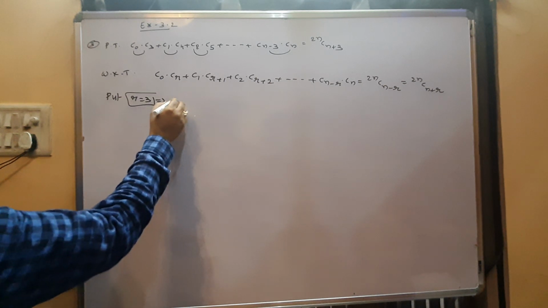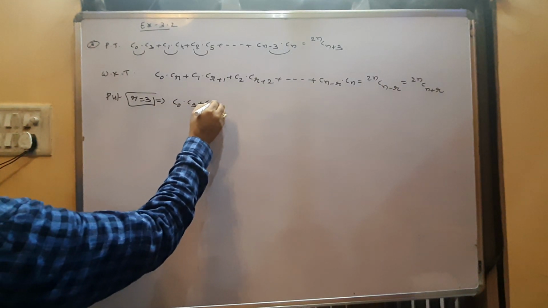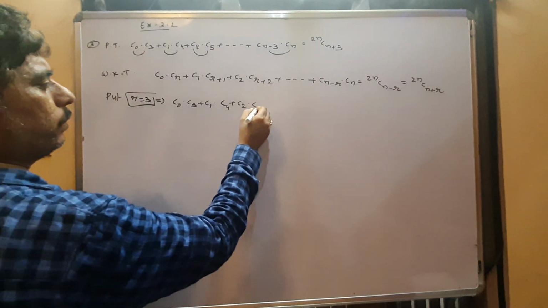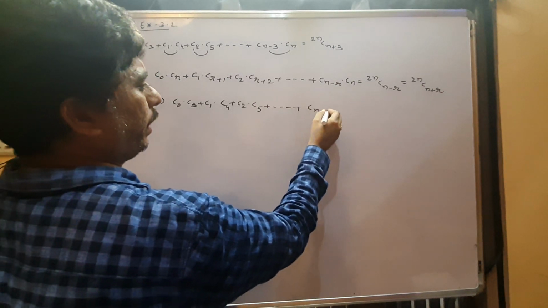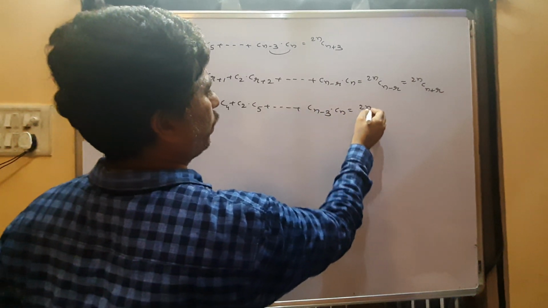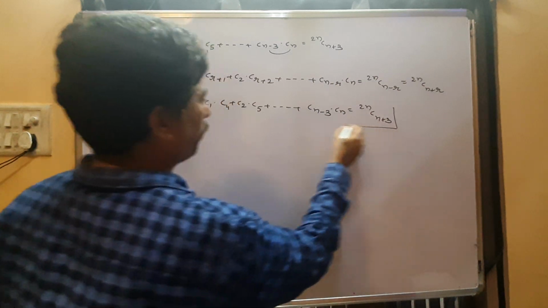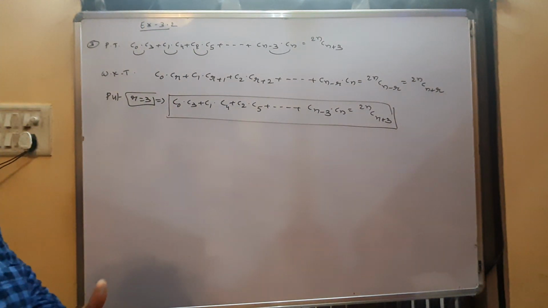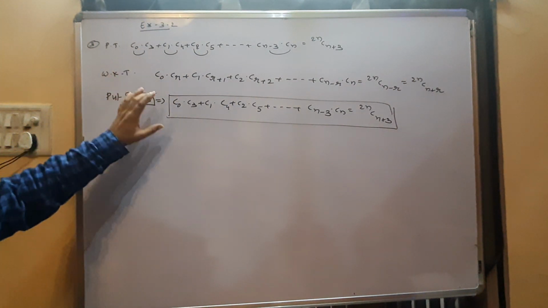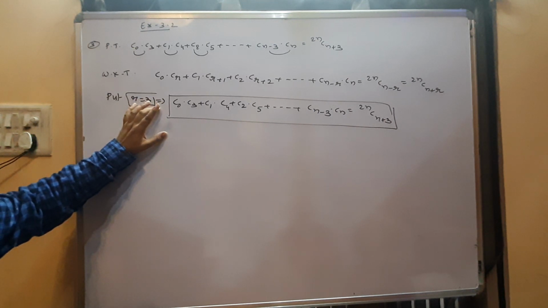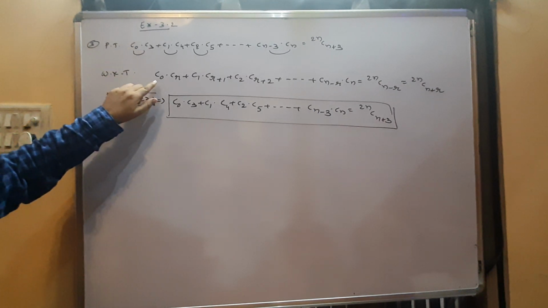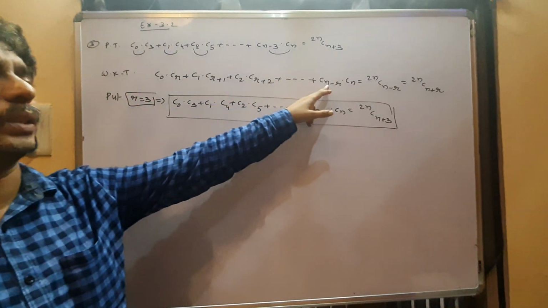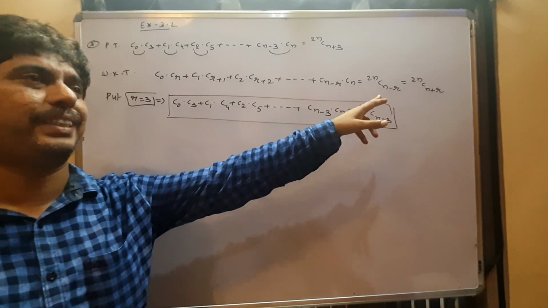We get C0 into C3 plus C1 into C3 plus 1, which means C4, C2 into 3 plus 2, which means 5, plus and so on, Cn minus 3 into Cn equal to 2nC n plus 3. In place of R, put R equal to 3, and we get the answer. In case it is given 2 marks, you can write the formula and substitute the value directly. In case it is given 7 marks, you have to prove this condition: C0 into CR plus C1 into CR plus 1, C2 into CR plus 2 plus and so on, Cn minus R into Cn equal to 2nC n plus R.